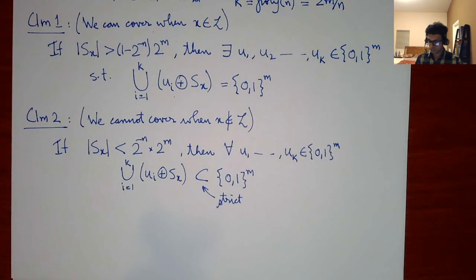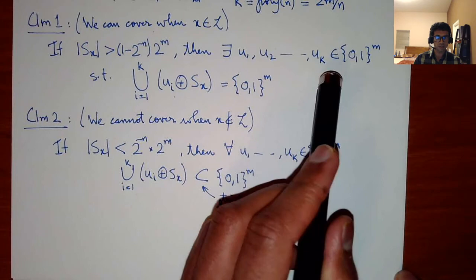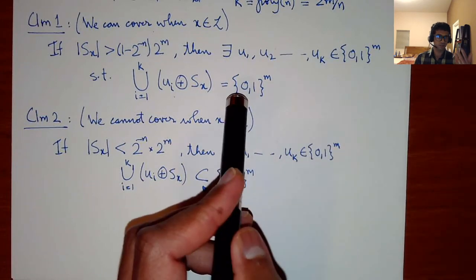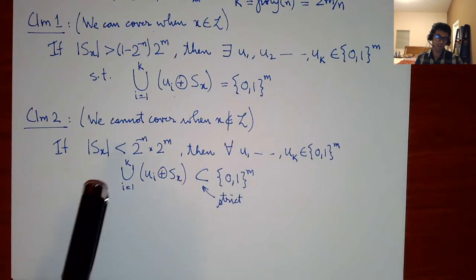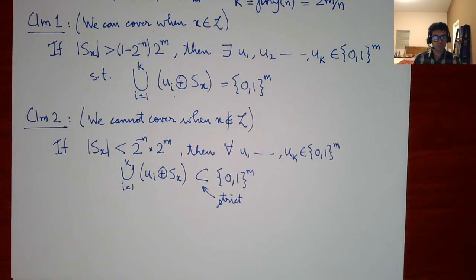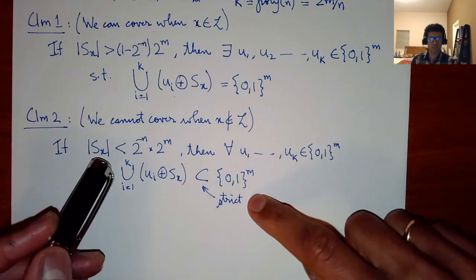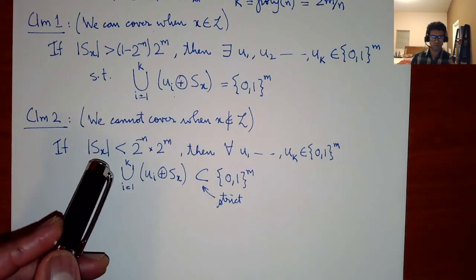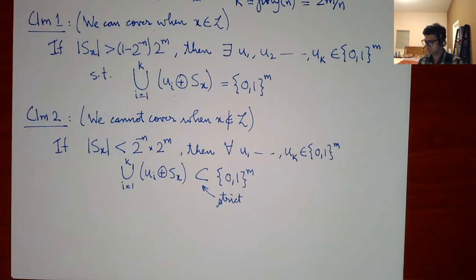It's just saying you have some sufficiently large set, you can do a bunch of shifts, and you can cover the entire set of strings, the universe. Claim 2 says if your set is really small, then no matter how you shift it, if you only do a polynomial number of shifts, there's no way you'll cover every string. This is just a union bound. It's pretty simple to prove. Claim 1 is the hard one. Claim 1 is the challenging one.